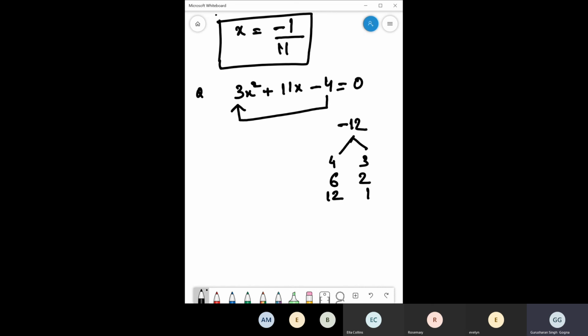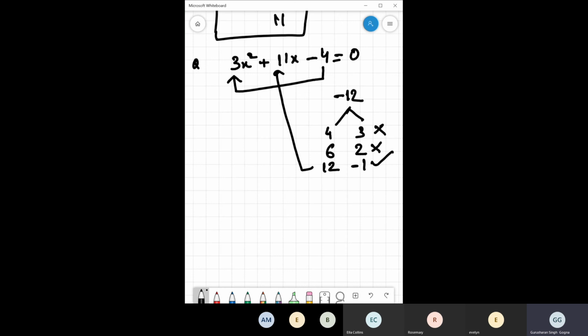And you need to choose a pair of factors, or a group of factors, let's say, which will give you 11 by adding or by subtracting. So obviously 4 and 3 is not the right option. 6 and 2 is not the right option. 12 and 1. So 12 minus 1 will give you 11. This one, isn't it? So this is the right factor which you need to choose.